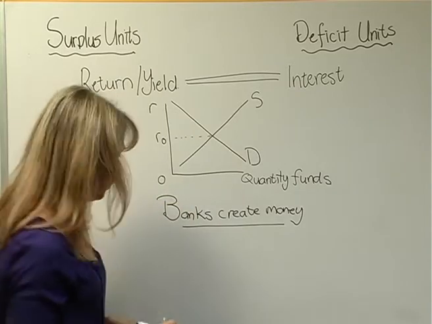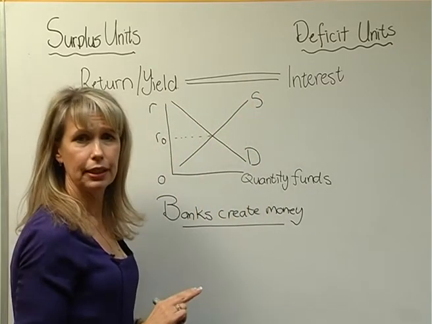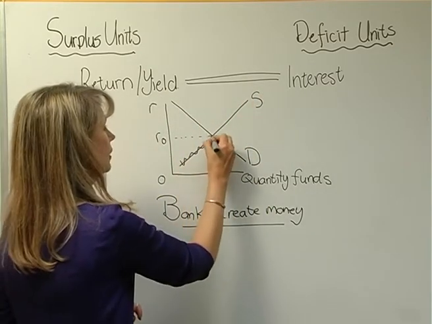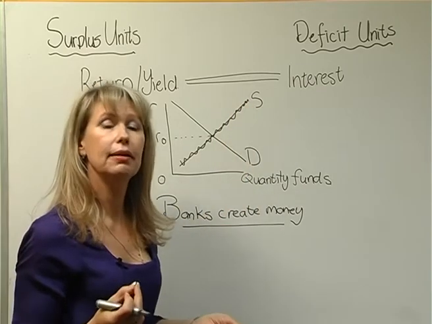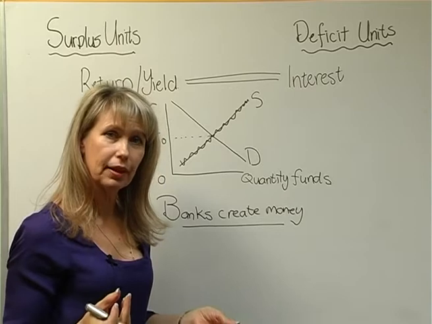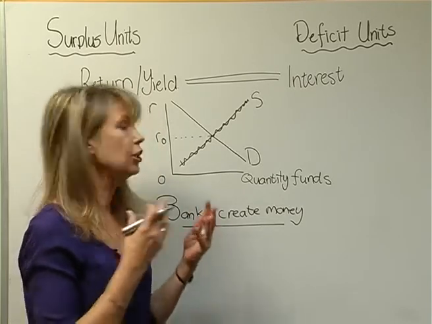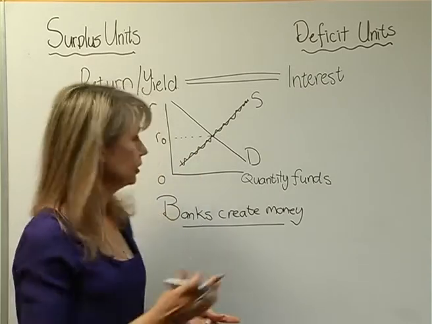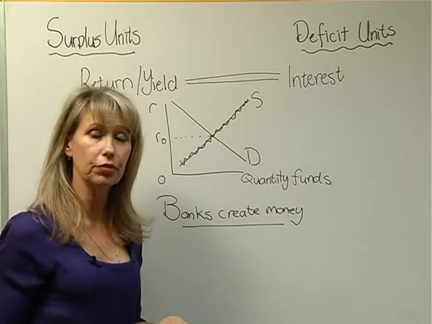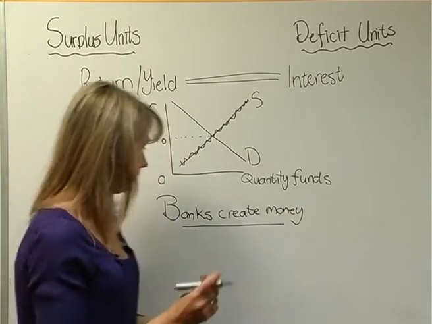That means that this supply curve does not really exist, because banks can create as much money as they wish to. And the central bank will usually provide them with the means to create all the funds that are needed in the economy. So there is not really a supply curve. So how is the interest rate then determined?